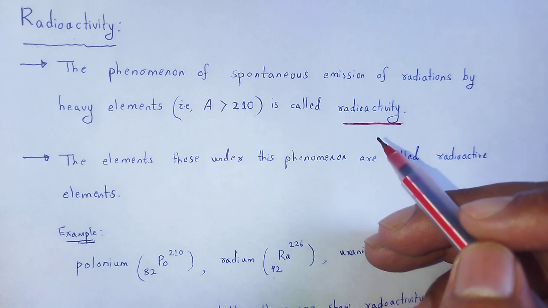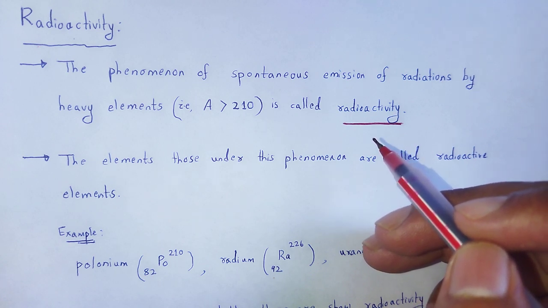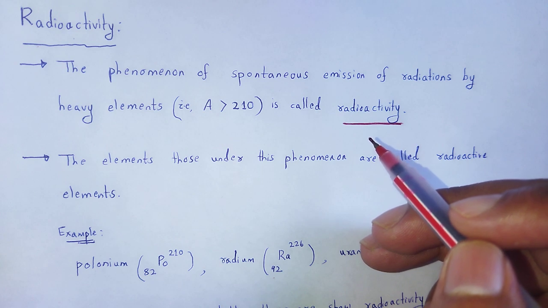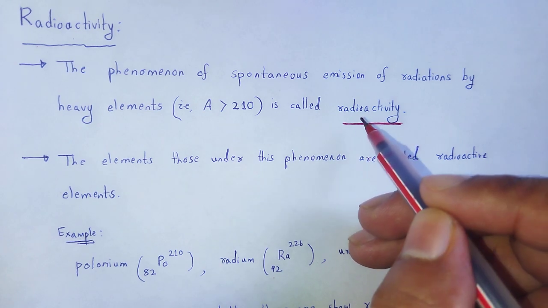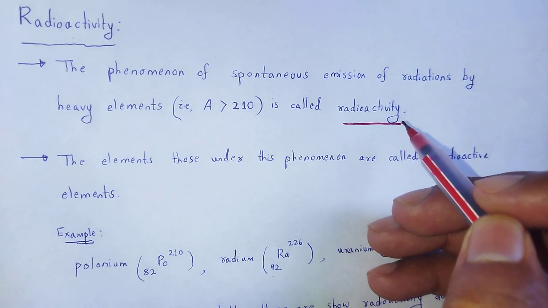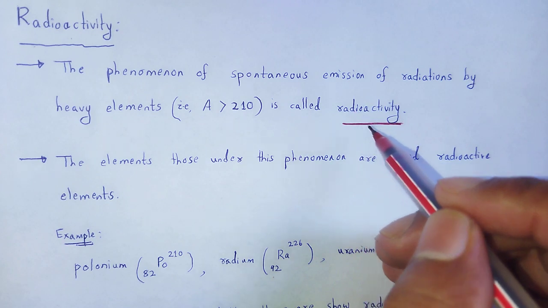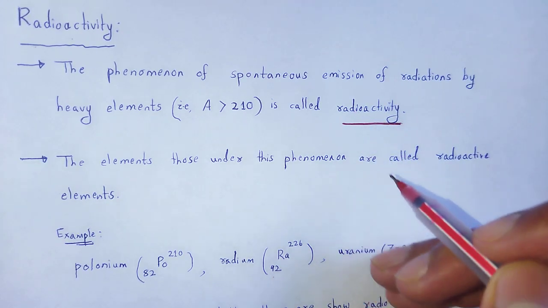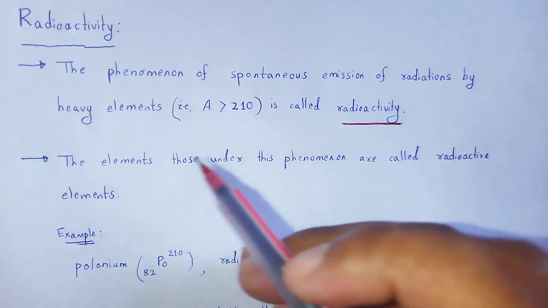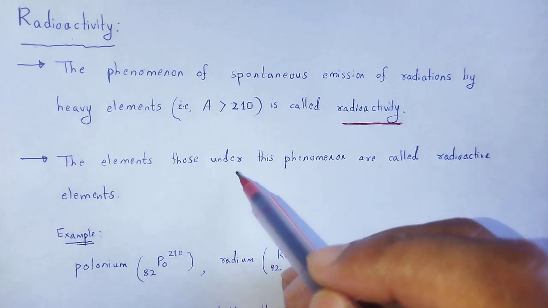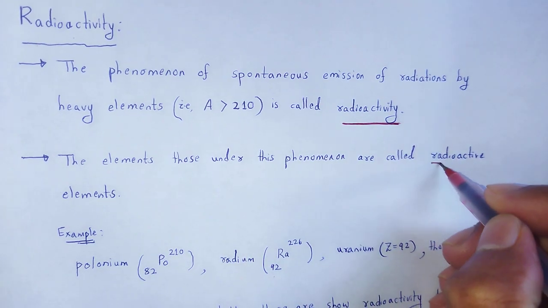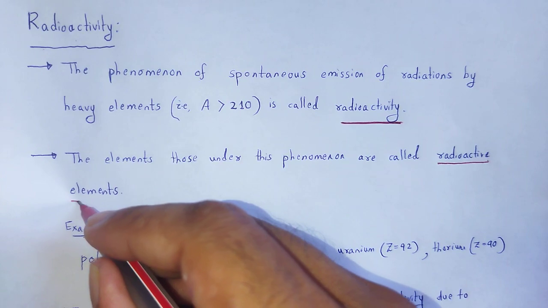So the phenomenon in which these unstable nuclei emit radiations spontaneously is called radioactivity. And those elements that undergo this phenomenon we call radioactive elements.